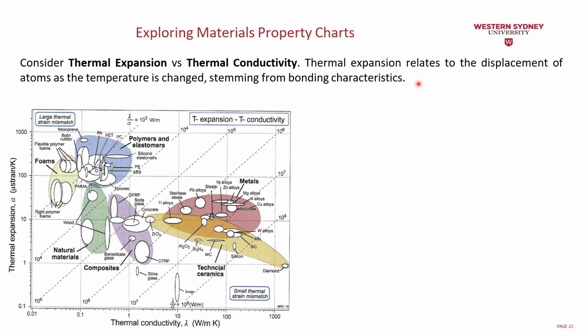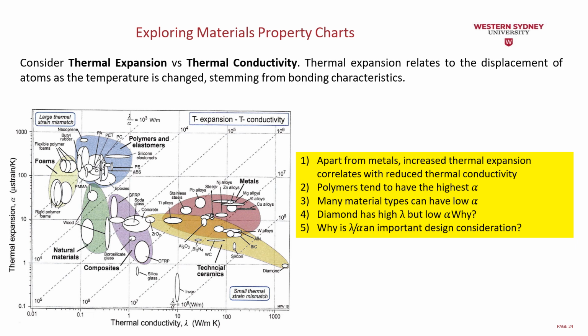So stemming from the bonding characteristics, as you can see here, what do we notice in this one? This one is different from the previous one because we took thermal conductivity against the thermal expansion. You can tell that the good thermal conductivity material seems to have less thermal expansion, and vice versa for most of the types. So the polymers and the elastomers and the foams that we said have a lower thermal conductivity, which are used as insulators, have a higher thermal expansion.